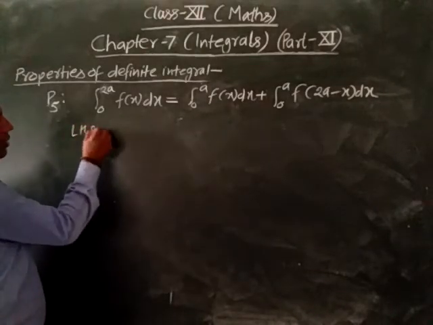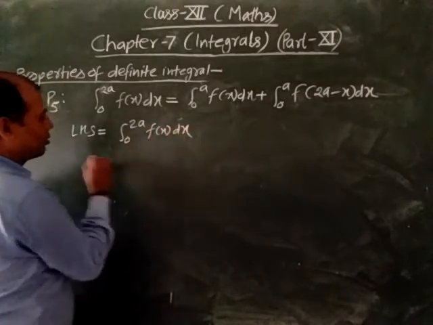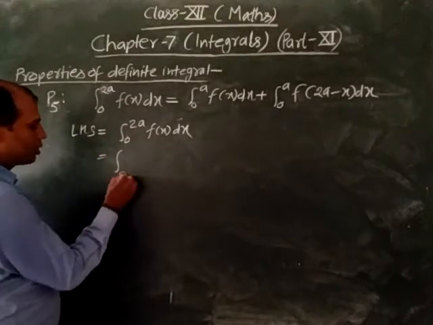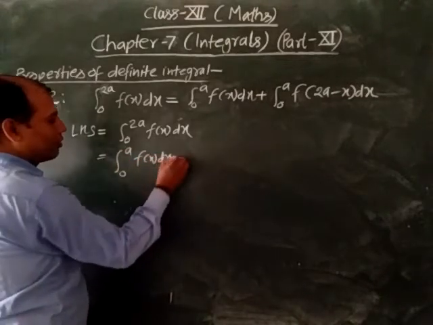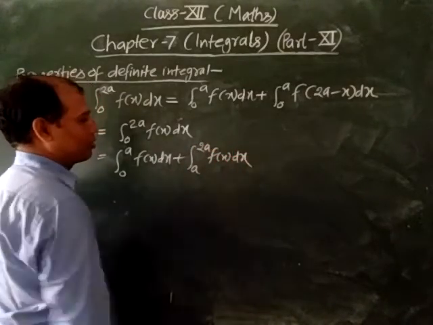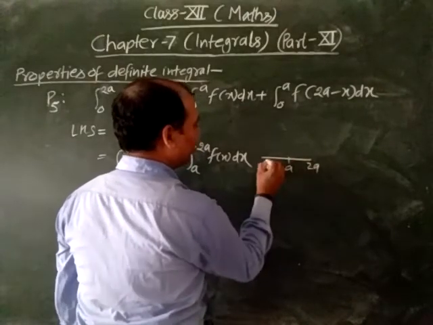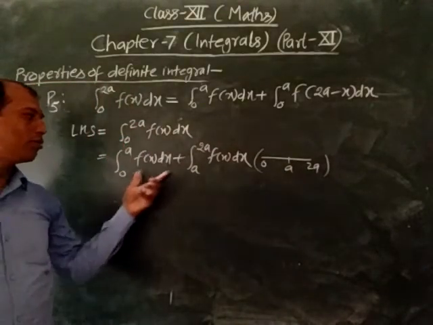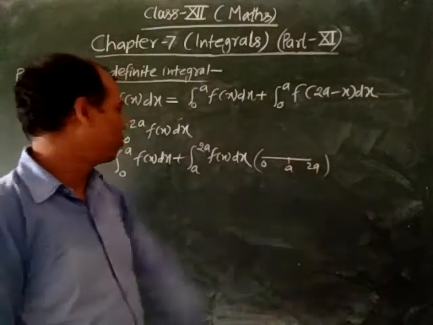Let us consider LHS, which is integral from 0 to 2a of f(x) dx. There is a in between 0 and 2a, so we can split this integral into two integrals, 0 to a of f(x) dx plus a to 2a of f(x) dx, because a lies between 0 and 2a. One integral is from 0 to a and the next is a to 2a.